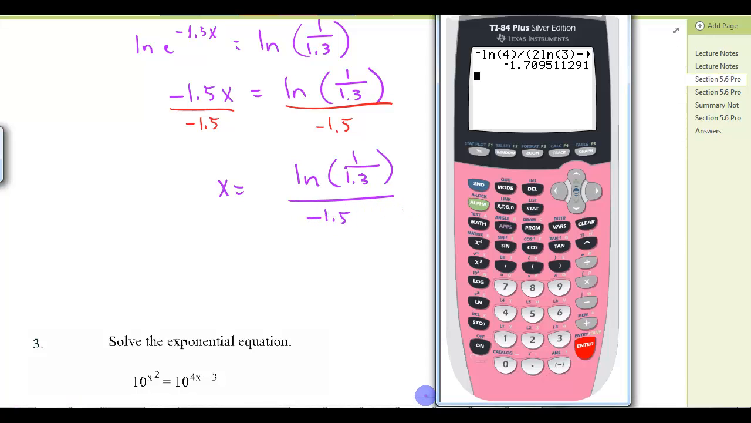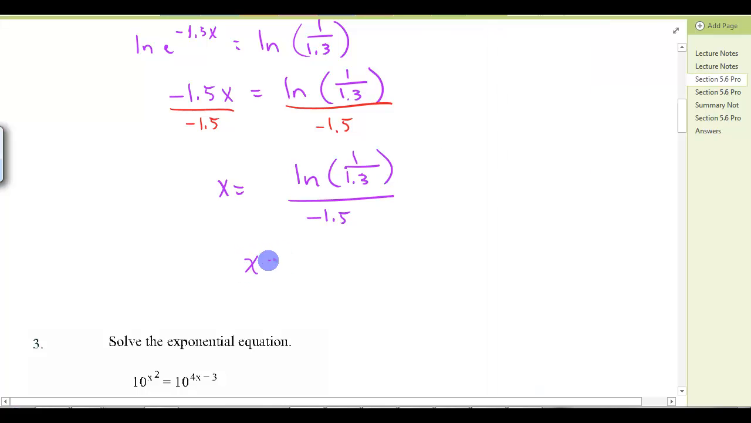Let's do that on the calculator and make sure that we can get that fine. So we've got ln of 1 divided by 1.3, close, and all of that divided by negative 1.5. And we get 0.1749. So just be careful as you're putting things in.